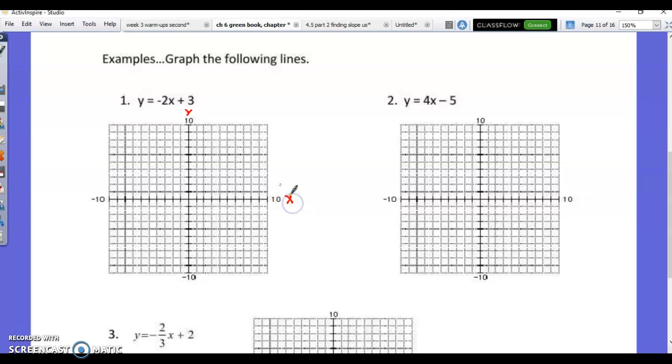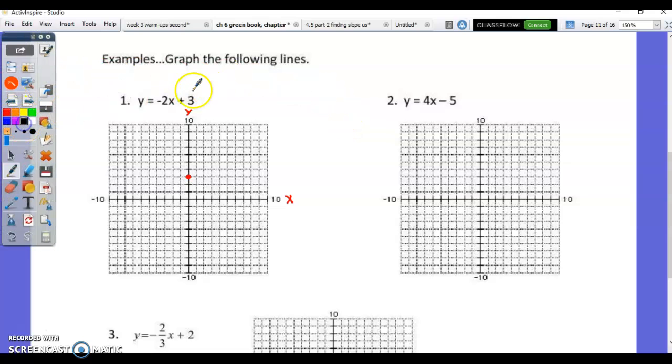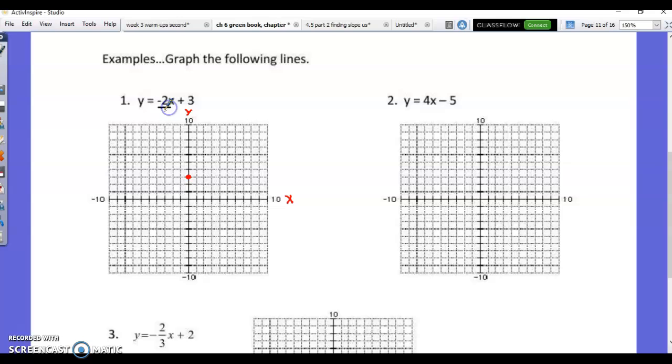Like here's my x-axis, here's my y-axis. So I'm going to go to 3 from the origin, 1, 2, 3, and I'm going to put a dot there. All right, so that's step 1. Step 2, we have to identify our slope, and we're going to identify it as a fraction. So we have negative 2 as our slope, but I'm just going to put a negative 2 over 1, because this is going to tell me from this point, I'm going to go down 2 and to the right 1.